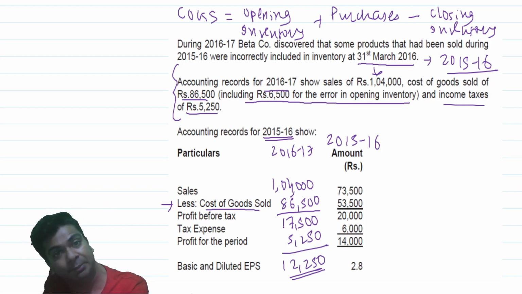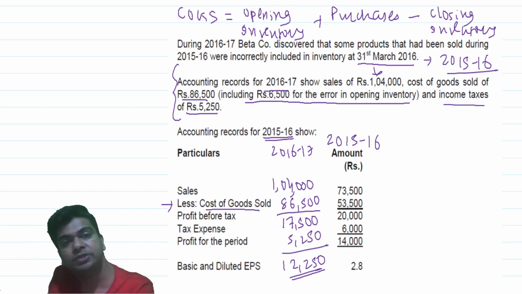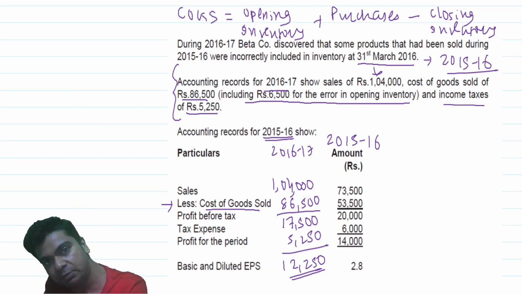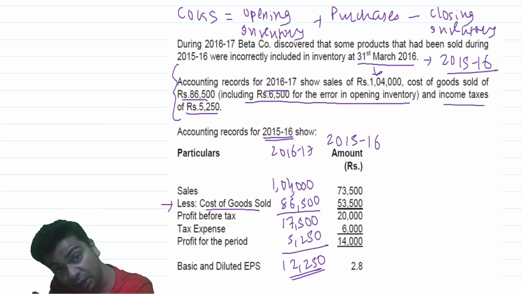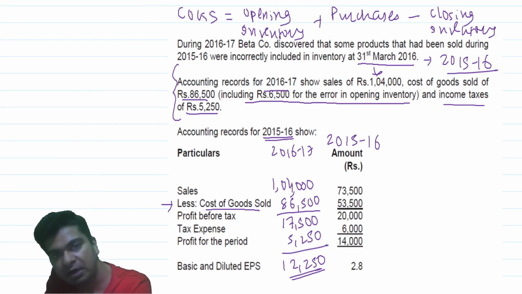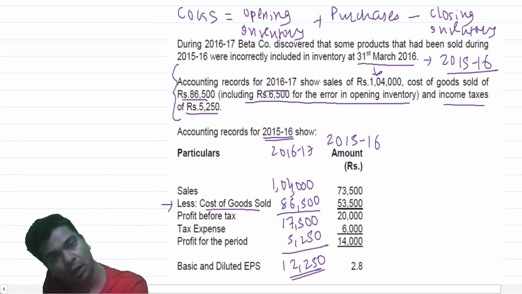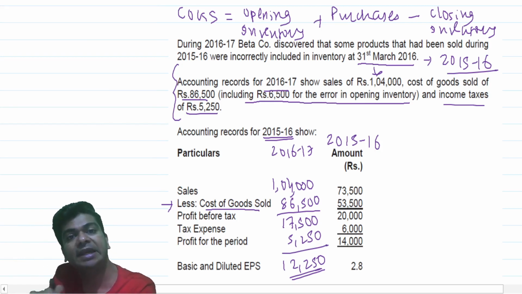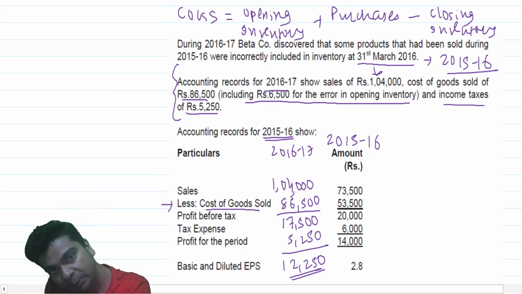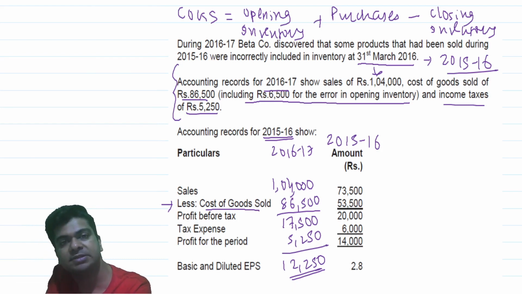The mistake committed in the previous year is that closing inventory is overstated by 6,500. That means the closing inventory has to be reduced by 6,500. Please understand, closing inventory is to be deducted. The figure to be deducted will be reduced by 6,500. That means the total will increase.